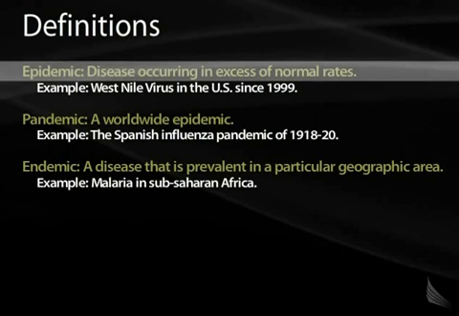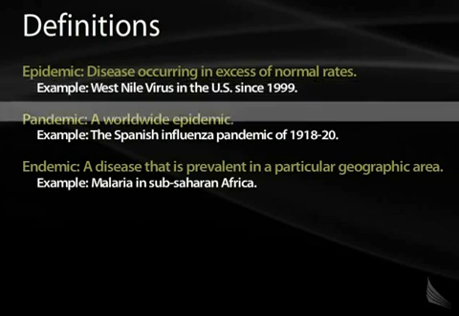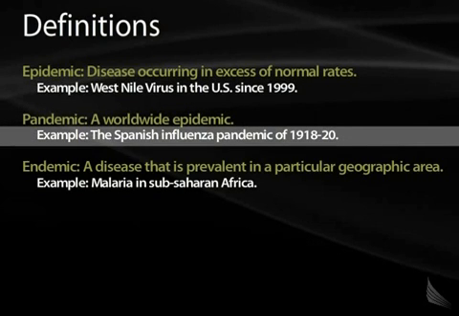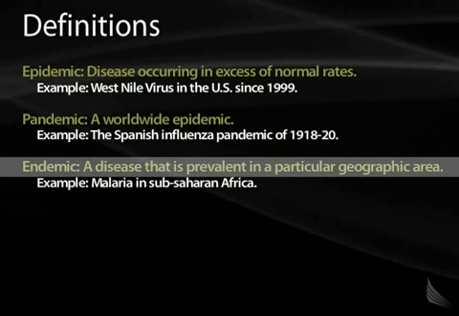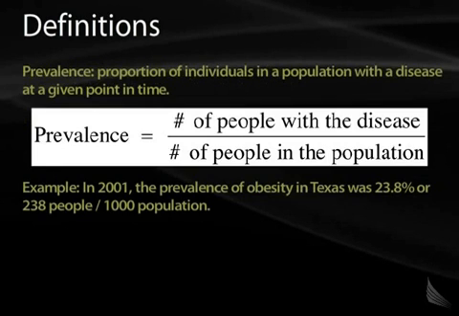Epidemic. An epidemic is a disease occurring in excess of normal rates. For example, the West Nile virus in the U.S. since 1999. A pandemic is a worldwide epidemic. For example, the Spanish influenza pandemic of 1918 to 1920. Endemic refers to a disease that is prevalent in a particular geographic area, such as malaria in sub-Saharan Africa.